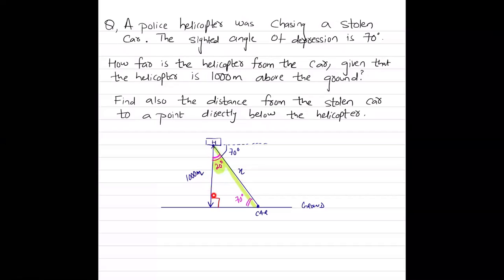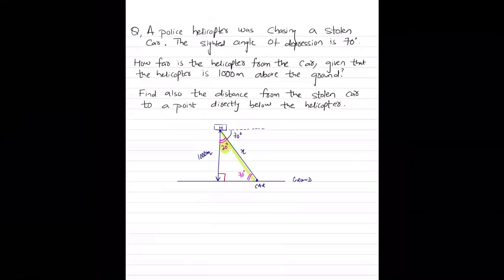What would you name this side? ये बेस है, परपेंडिकुलर है, हाइपोटेन्यूस है, क्या है ये? If I'm considering 20 degree as my angle. Can you hear me? Perpendicular.